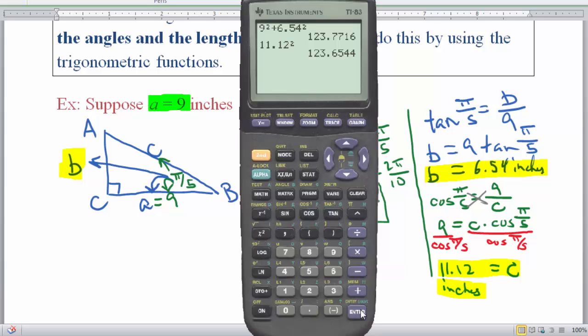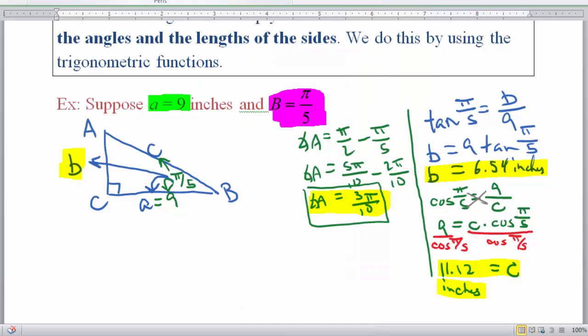And you might look at that and say, ooh, it's not equal. Well, it's not exactly the same because of the fact that I rounded. But it's close enough to kind of tell me that, yes, it works, right? So this is valid. The other leg, which was 6.54 inches, and the hypotenuse, which was 11.12 inches. So I solved that right triangle, given one angle and one side in the right triangle.